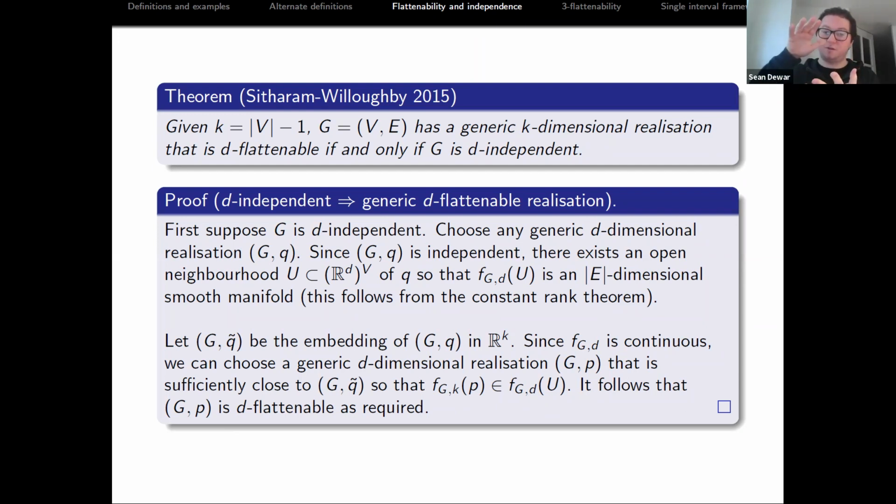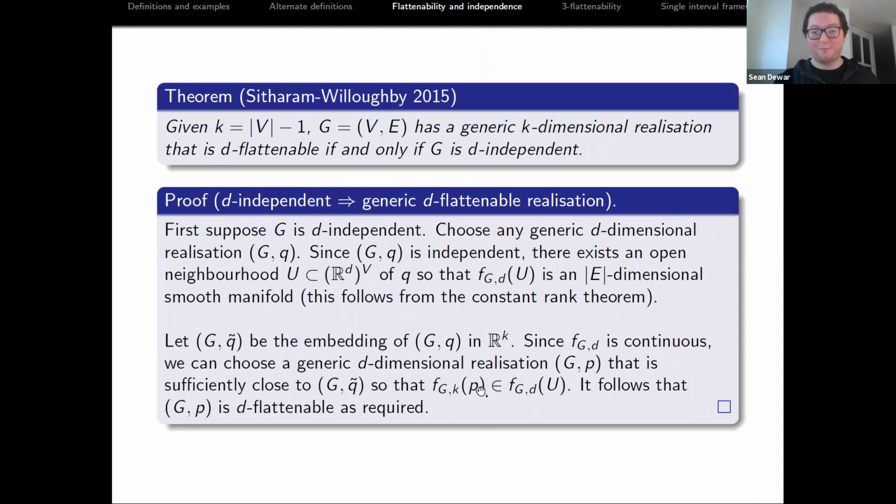Now what's going to happen is if we get sufficiently close, with this realization GP, then GK of P is going to lie inside GD of U, because GK of P of Q tilde lies inside GD of U, since it's exactly the same as FGD of Q. So because we've got sufficiently close, the set of edge lengths has to lie inside this open set that we've already found.